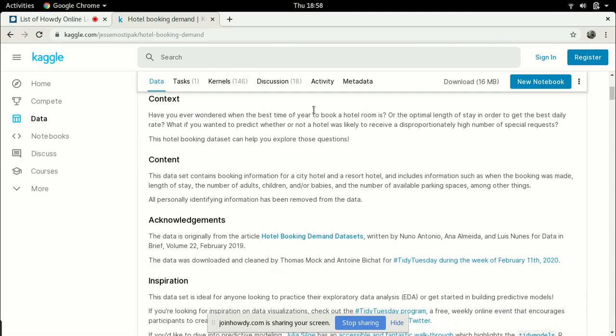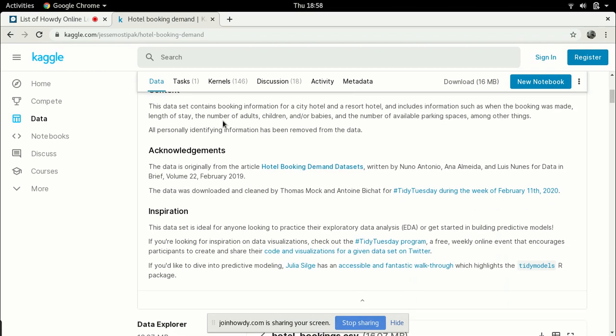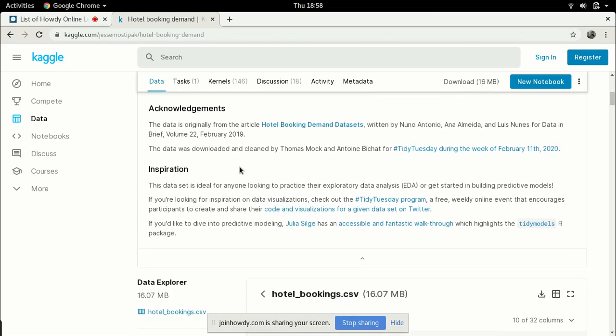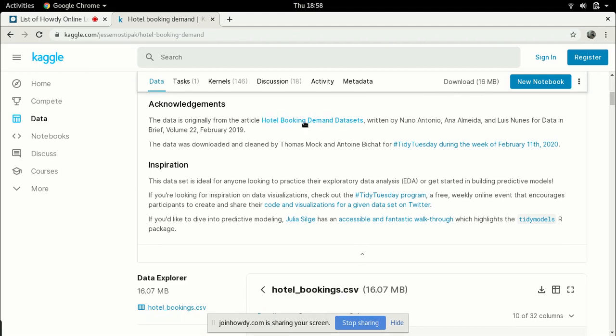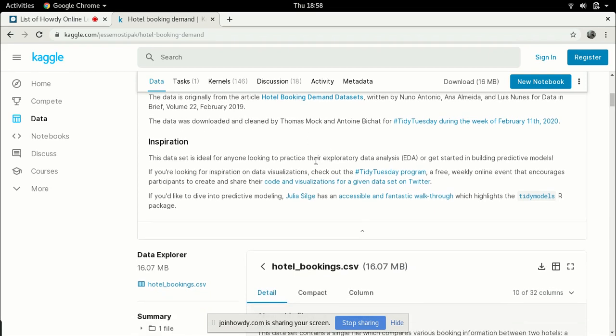So have you ever wondered when the best time to book a hotel room is, or the optimal length of stay in order to get the best daily rate? Actually, this is a pretty interesting problem, because even though we are not traveling now, we might travel sometime later. This hotel booking dataset can help you explore those questions. It contains booking information for a city hotel and a resort hotel, and includes information such as when the booking was made, length of stay, the number of adults, children and or babies, and the number of available parking spaces, among other things. And personal data has been removed, that's fine. The data is originally from the article Hotel Booking Datasets, written on February 2019, and it has been cleaned.